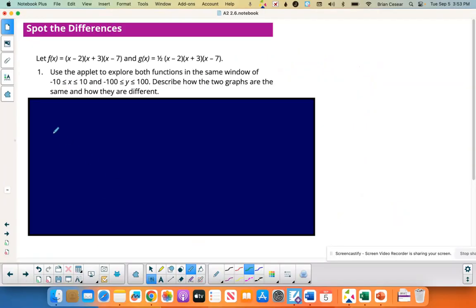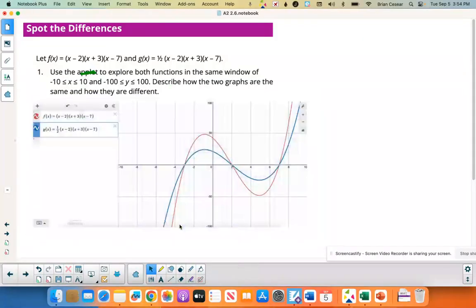All right. So use the applet. I'm just going to say use a graphing calculator here to explore both functions in the same window. Negative 10 to 10 for x, negative 100 to 100 for y. Describe how the two graphs are the same and how they are different. So I have them both graphed here. The red one is f of x, and the blue one is g of x.